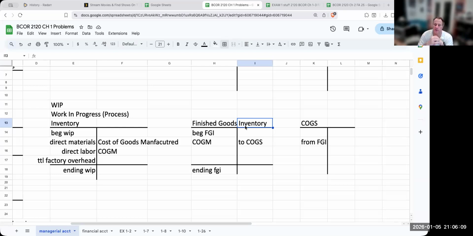The best way to do these problems is to take out a sheet of paper, write out the T accounts, and handwrite those solutions.